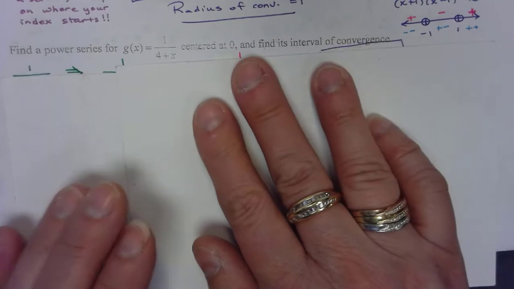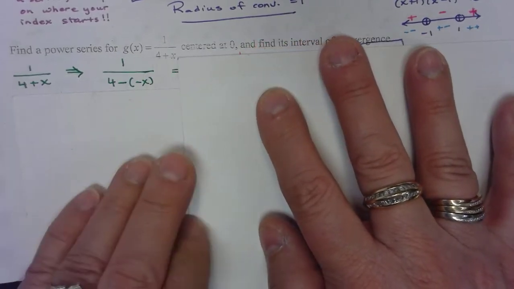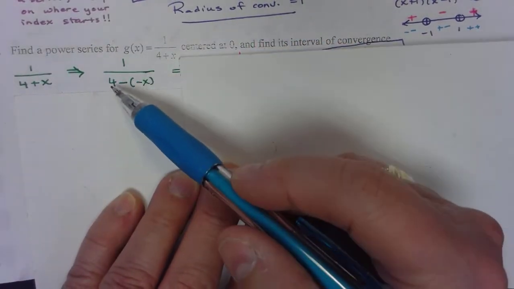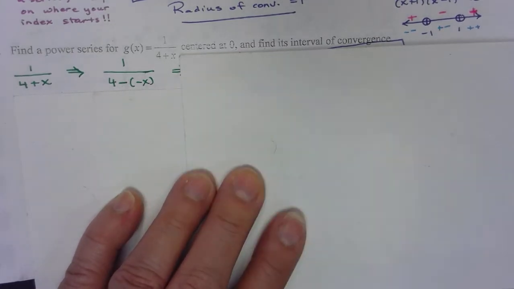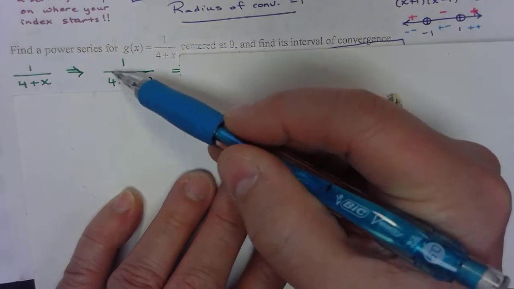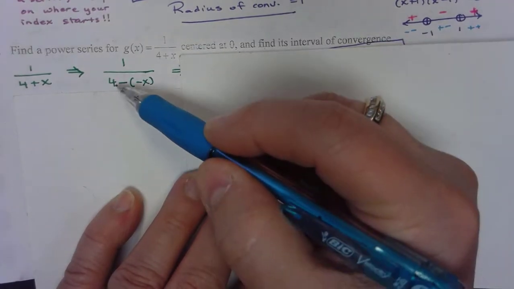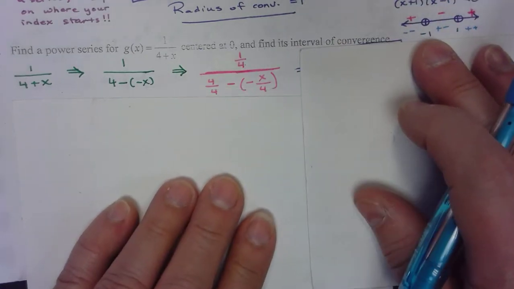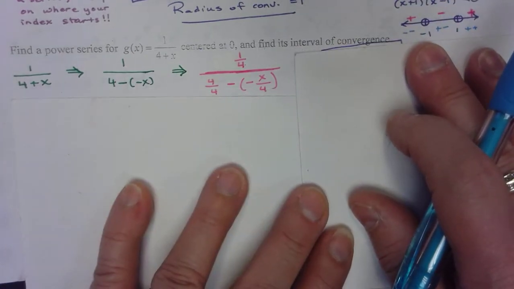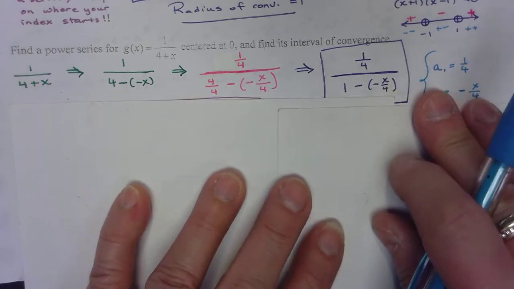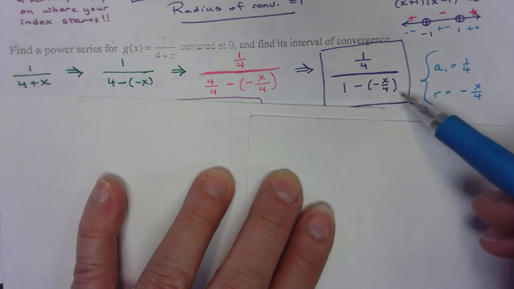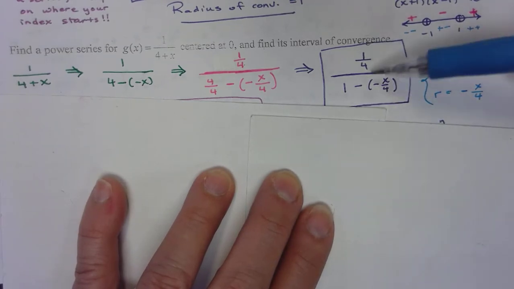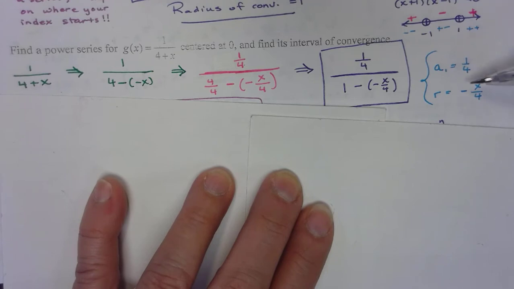So the first thing we need to do is write that as 1 over 4 minus negative x, because this has to be a negative. The next thing we have to tackle is this has to be a 1. How do we make this a 1? We divide every single term in the whole fraction by 4. When we do that, we get 1/4 over 1 minus negative x over 4. This makes a1 to be 1/4, and it makes our r to be negative x over 4.